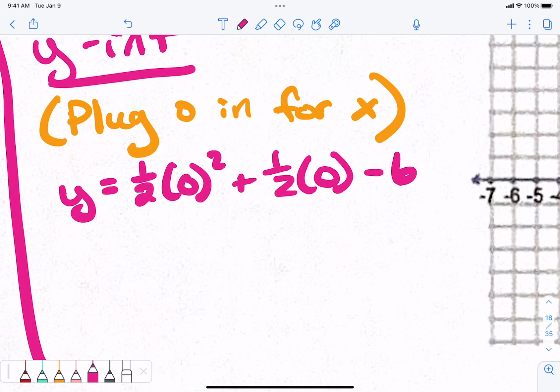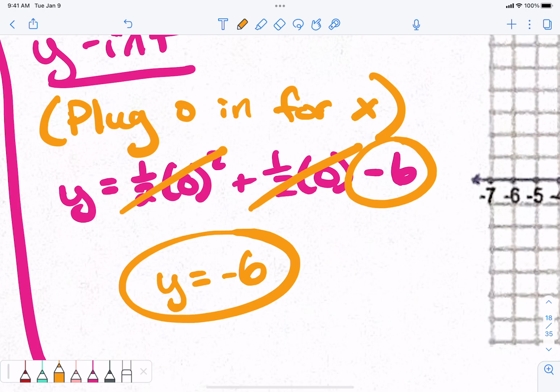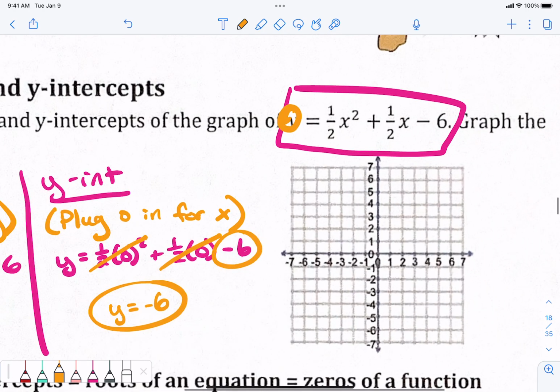All right? Now, if I take 0 and square it, it's 0. What's 1/2 times 0? Nothing. So the y-intercept is? -6. -6. Now, that's always the way that it works.